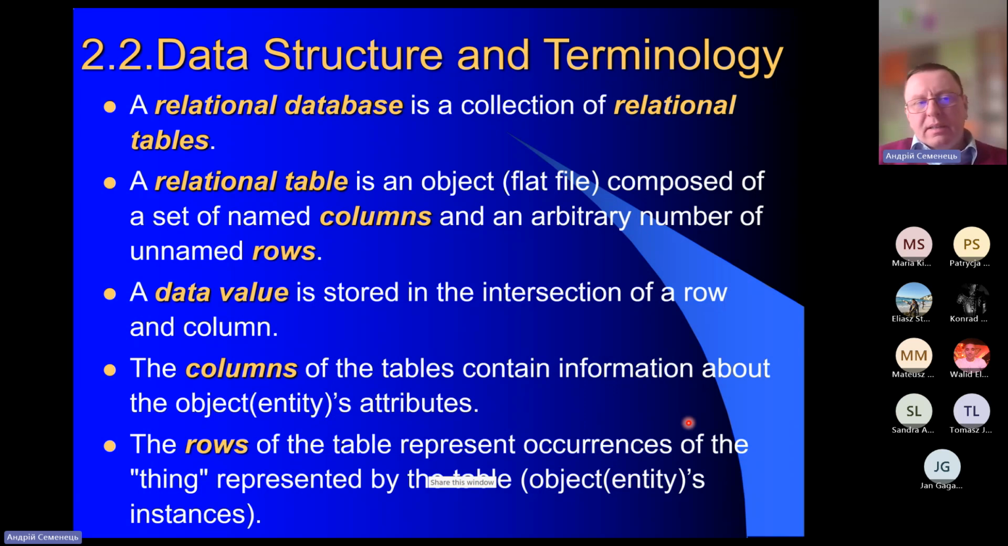So as I already said, data in a relational database is a collection of relational tables. A relational table is an object, it could be a flat file or whatever, it will be decided by the RDBMS, composed of a set of named columns and an arbitrary number of unnamed rows. So columns are always neighbors, rows neighbors. A data value is stored at the intersection of a row and a column. Columns of tables contain information about attributes of objects. Rows of a table represent occurrences of things, or instances of objects, entities.